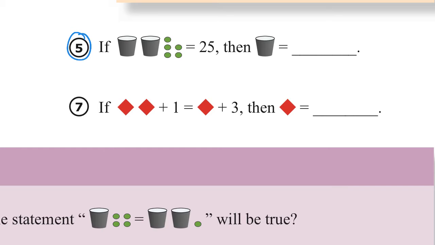Number 5, if 2 buckets and 5 equals 25, then what does a bucket equal? Here's another way that you could look at this problem. Here's 5. And so I know that these 2 buckets need to equal 20 because then I would have 25 on both sides. If each of those buckets equals 10, then I would have 20 plus 5 equaling 25. So there's different ways to kind of show your work and work through those problems. However you do it is fine. Just make sure that you are showing your thinking on your paper and communicating that clearly.